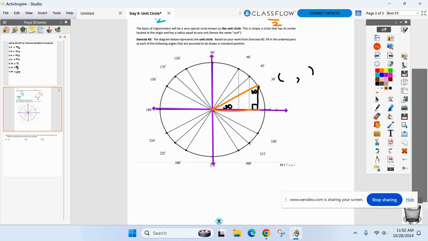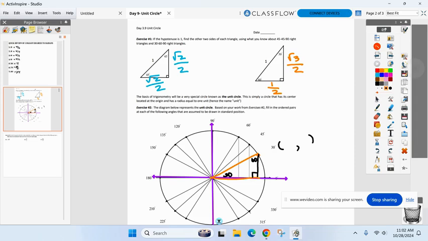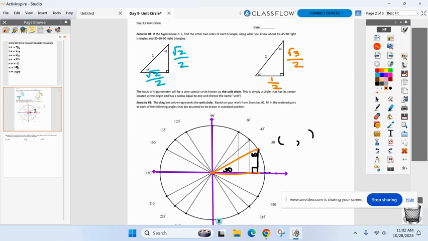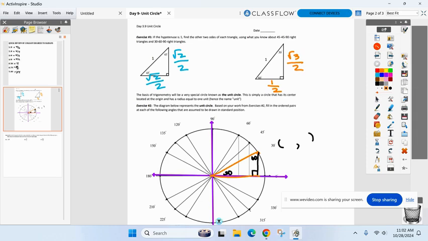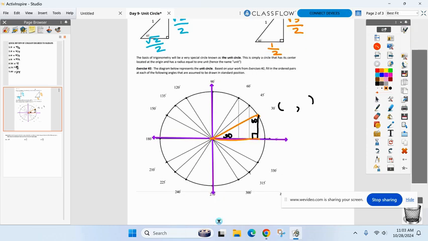What was across from the 30? The short side. We labeled it. I want you to now use these triangles up here. Remember, this is a length of 1 because it's the unit circle. Now it looks like our 30, 60, 90 up above. So what side length was across from the 30? 1/2. And what side length was across from the 60? Radical 3 over 2.